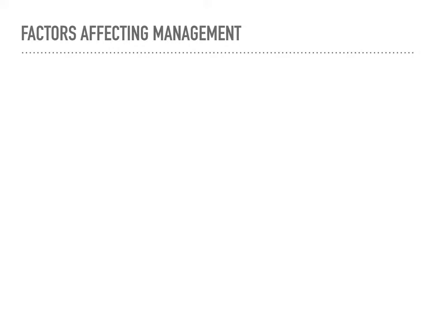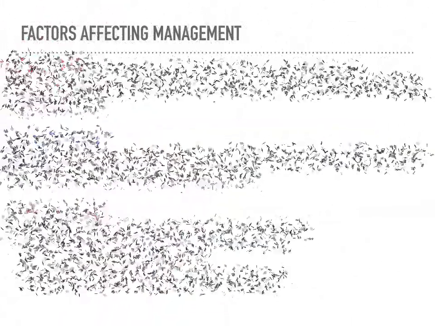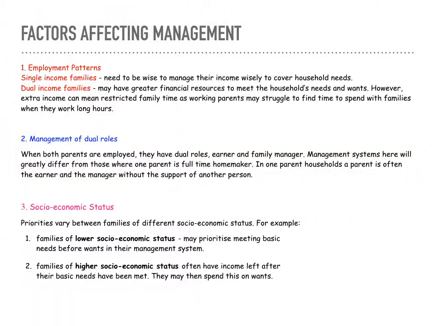And so we finally look at the factors that affect management. Firstly would be employment patterns, whether the person is in a single income family or dual income families. Obviously those in single income will have less money to spend, but dual income families will have more money but less time because both parents are working. Management of dual roles. So in a family where the person is the homemaker and the worker will have less family time to spend doing family jobs.